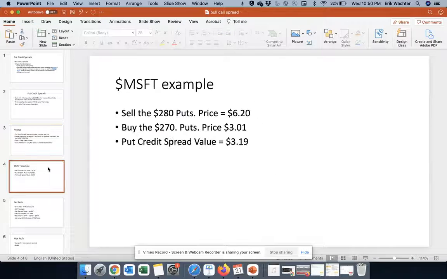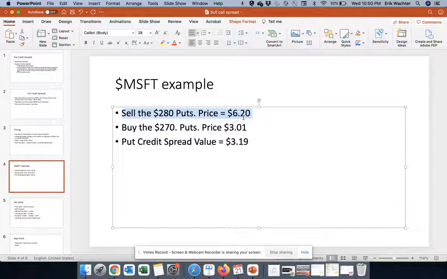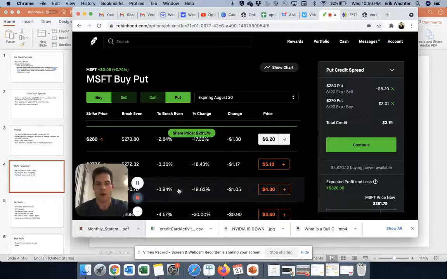We'll continue with our Microsoft example. We're going to sell the 280 puts that are currently priced at 6.20, which you can think of as positive 6.20, and then we're going to buy the 270 puts that cost about $3.01, which you can think of as negative. The total value of the spread is going to be $3.19. Let's go over to Robinhood and show you how this works.